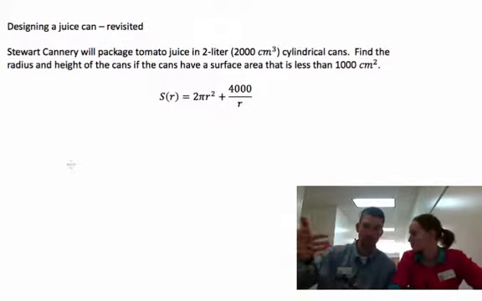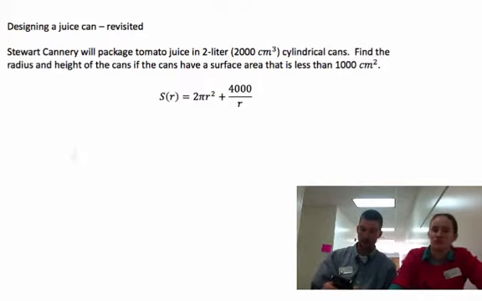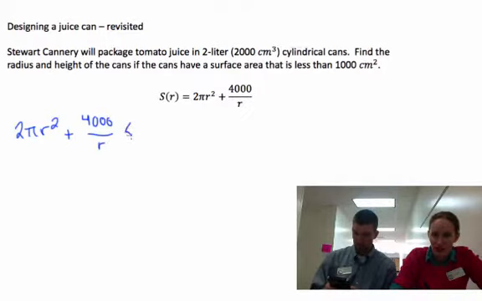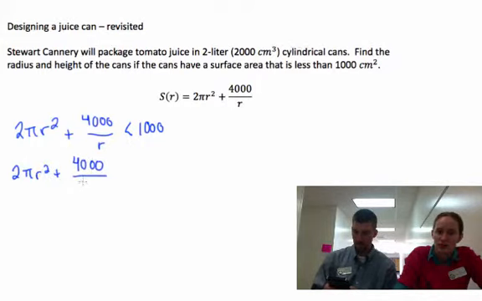And there's two ways actually you can solve this. One way is to find the x-intercepts, so set up the equation: we have 2 pi r squared plus 4,000 over r, and we're saying that needs to be less than 1,000. So we subtract the 1,000 over to the left side, so that now we have a less than 0 situation.